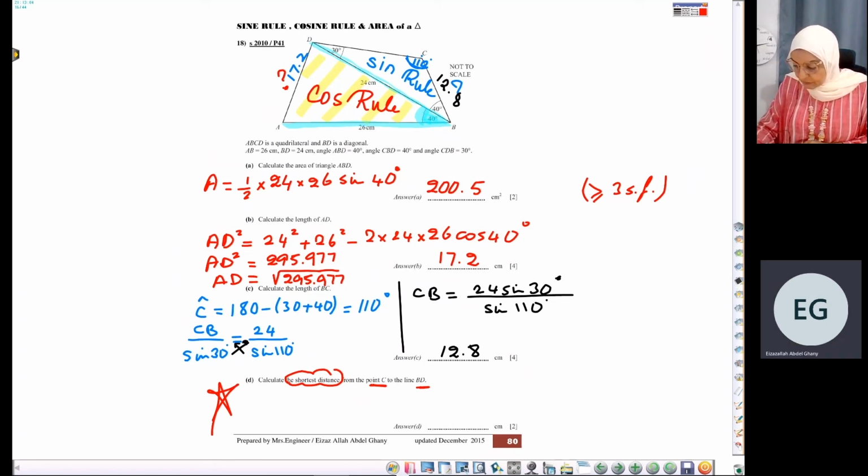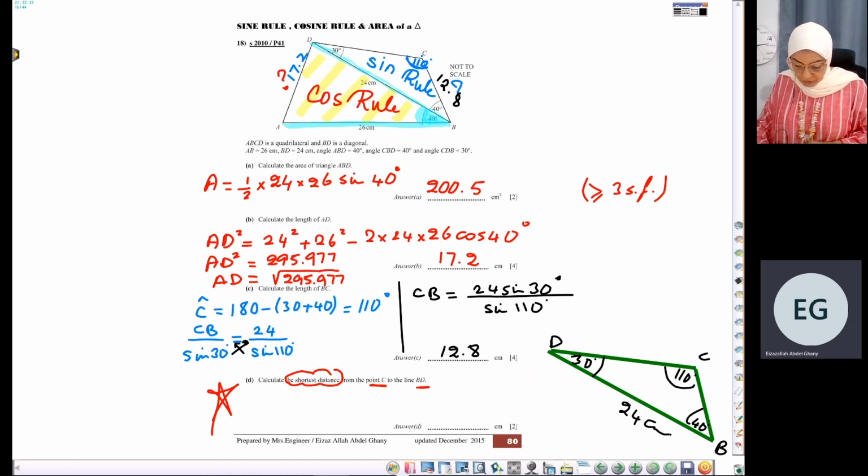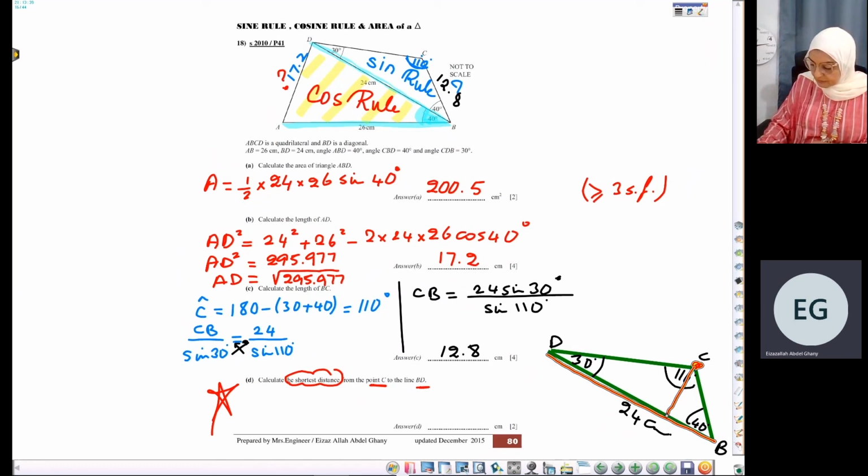Okay, I prefer to extract the triangle like that. Here is the triangle, and here is the information: C, D, 30 degrees, 110 degrees, 24 centimeters, and B, and 40 degrees. The shortest distance from a point to a line is the perpendicular distance.